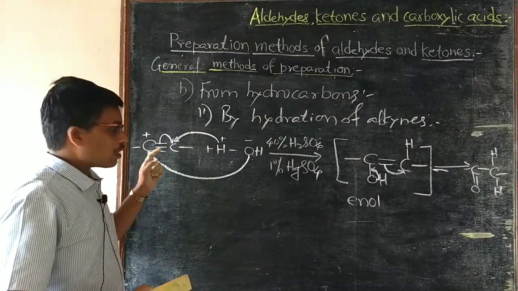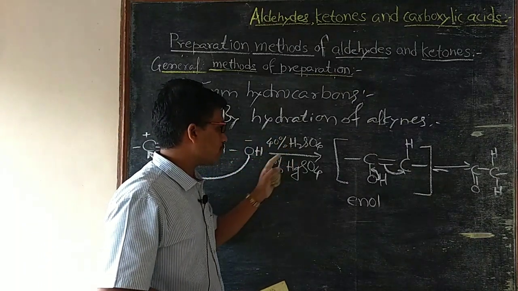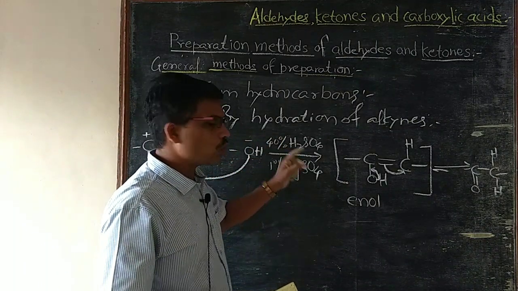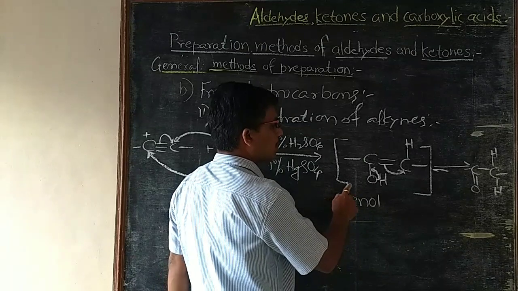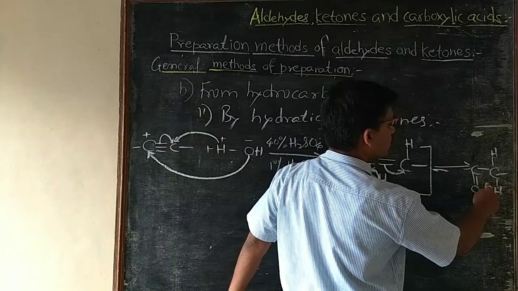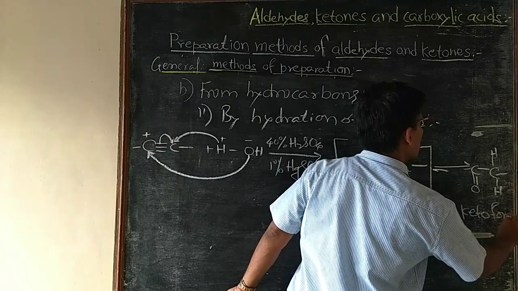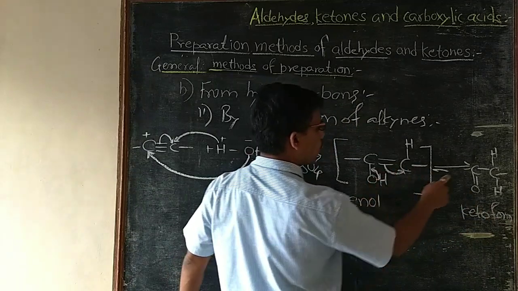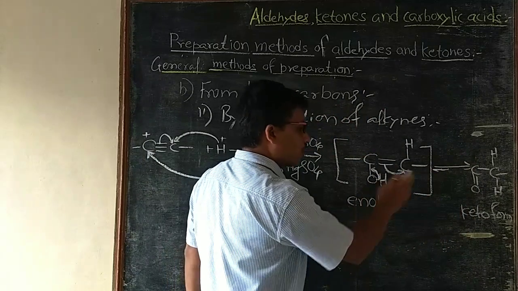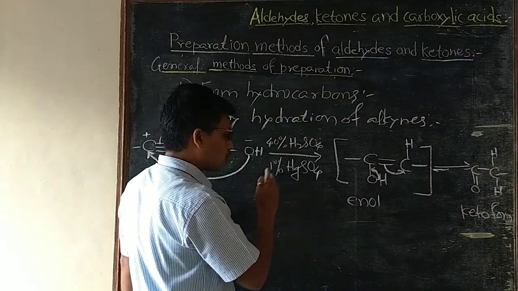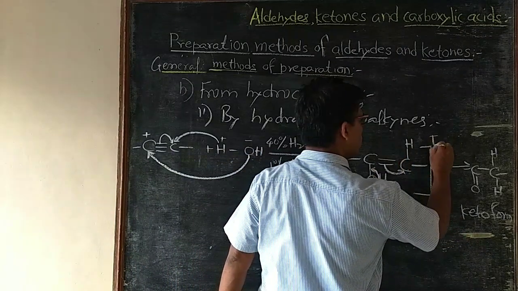That is, alkynes react with water molecule in the presence of 40% sulfuric acid and 1% mercuric sulfate to form the addition product, that is the enol form. This enol form is unstable, therefore it undergoes rearrangement to form this stable form. It is called the keto form. Keto form is more stable than enol form, therefore the arrow goes in this way. These are two tautomers. Tautomers are structural isomers. They interconvert into each other, and this phenomenon is called tautomerism.